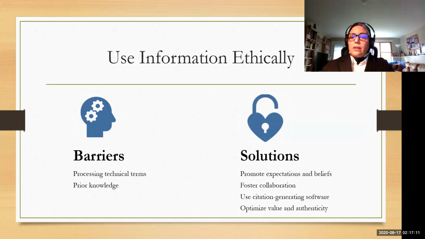Use information ethically. Learners are greatly varied in the ways they process and understand information. Language related to copyright and fair use is laden with technical terms, rendering the text inaccessible even to students without learning disabilities.